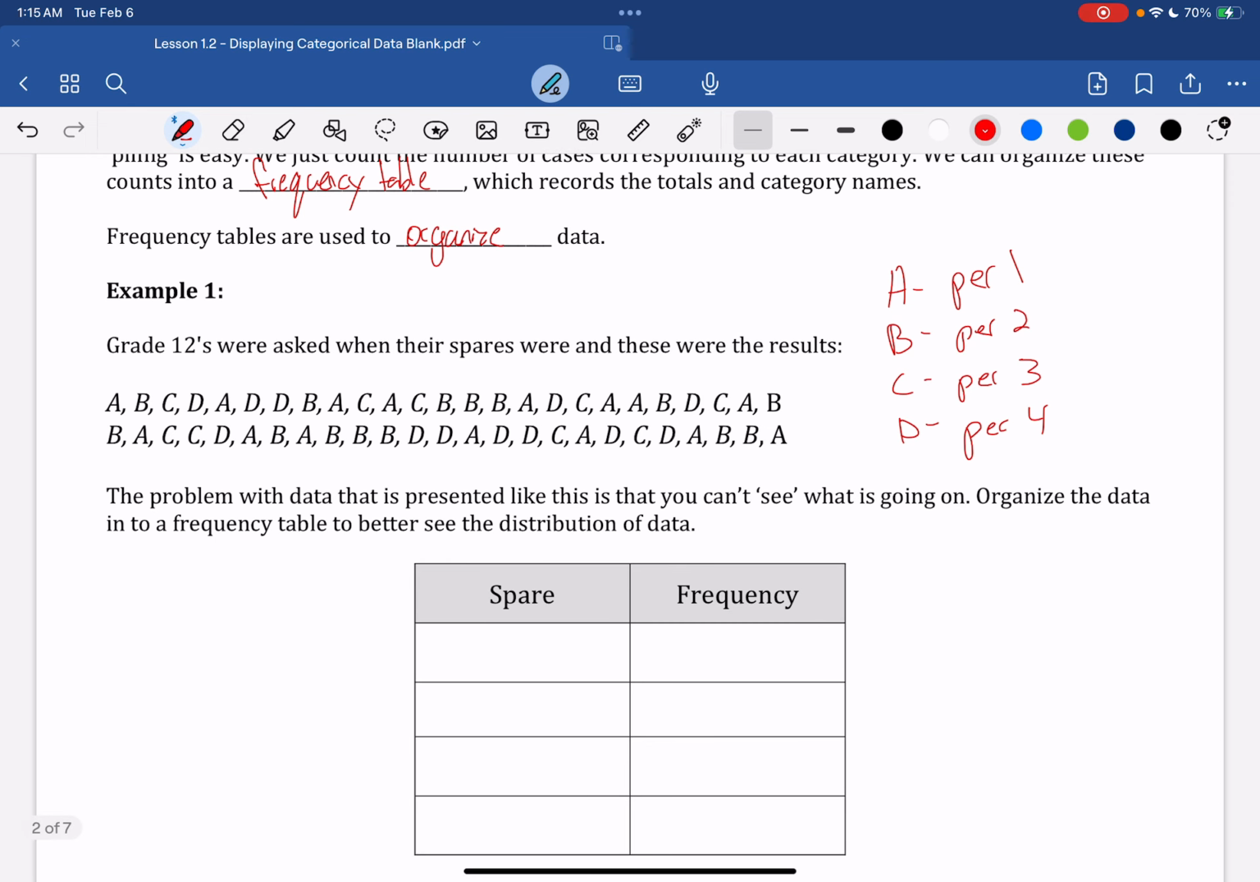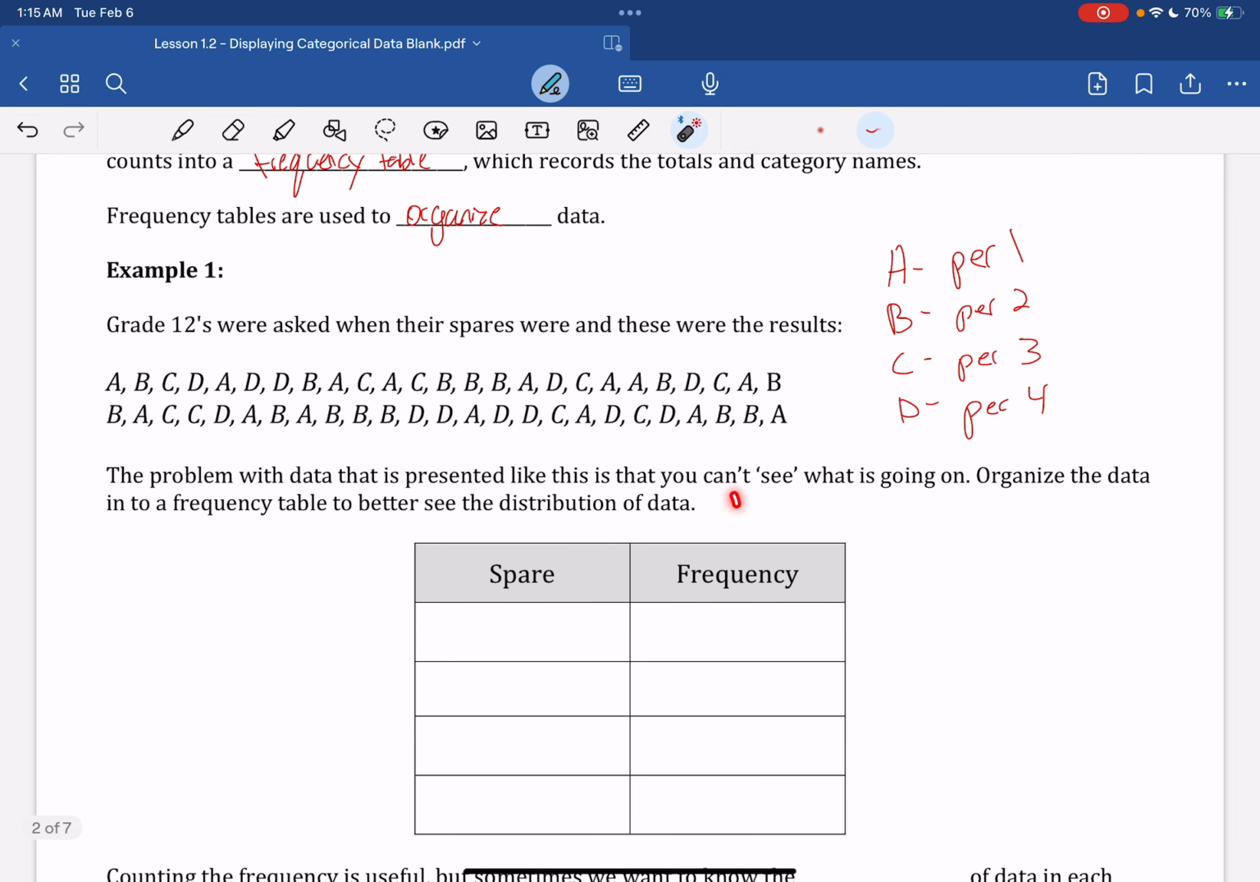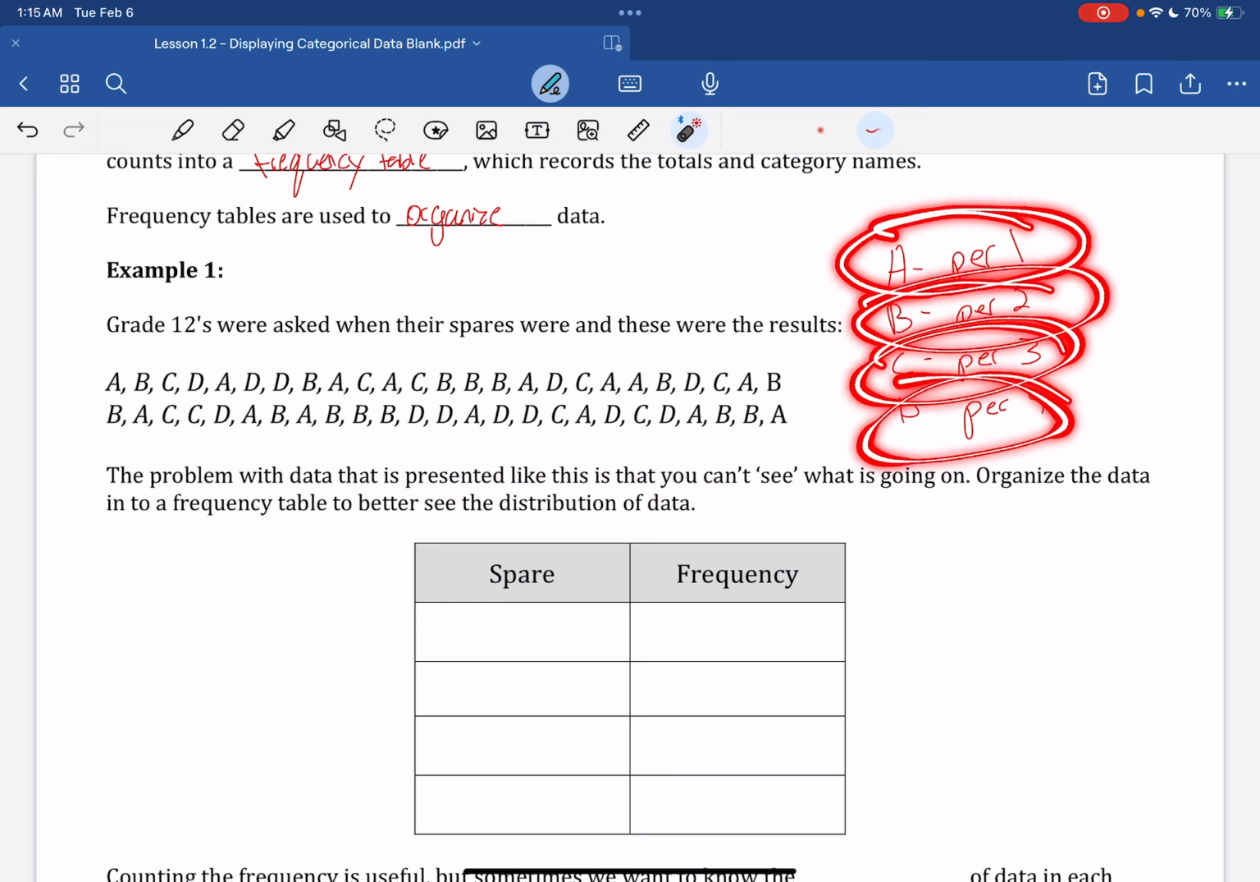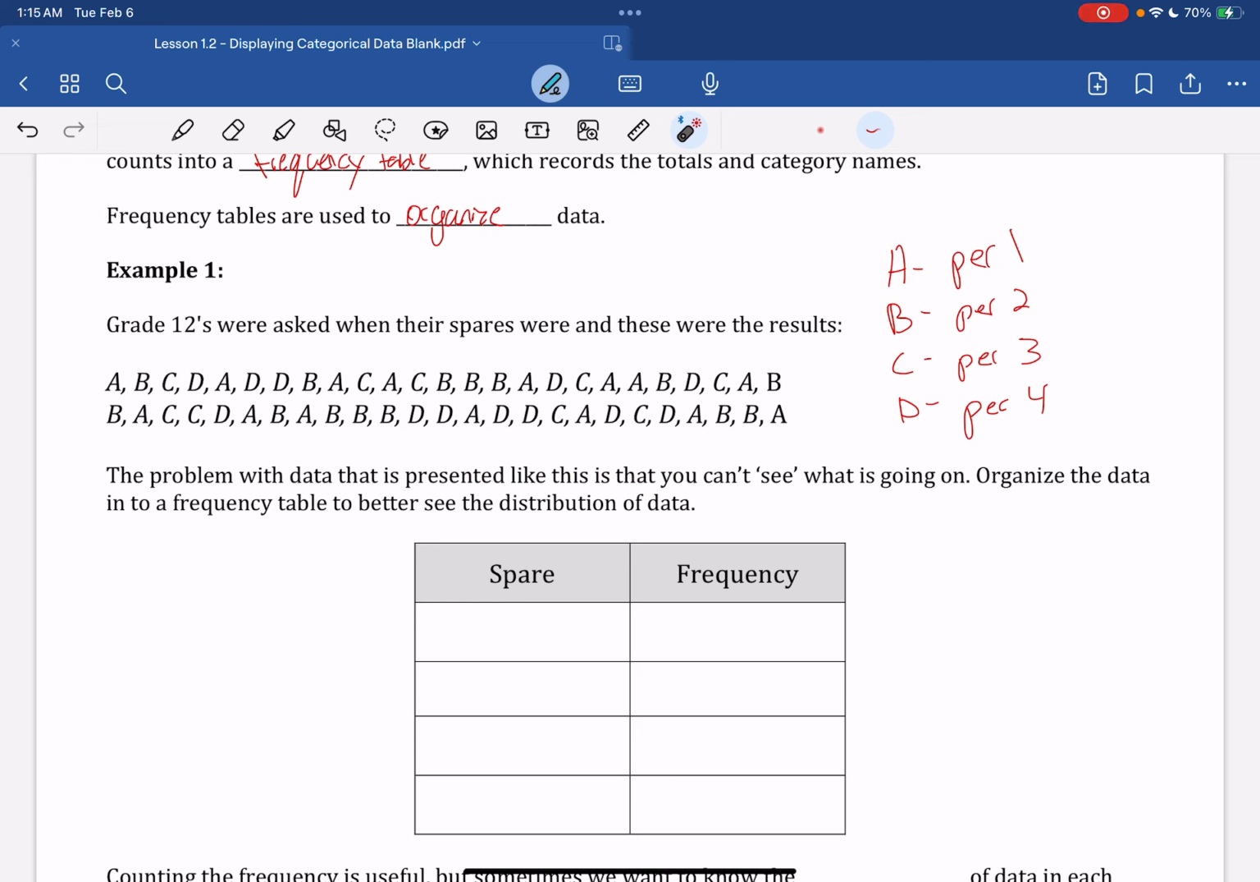We want to organize this data into some sort of a frequency table. Then we can see what we're going to call the distribution of the data. So how are students distributed between A, B, C, and D, and compare them to each other. So what we're going to do in our spare, we're going to put our categories A, B, C, and D. That's why it's categorical. Those are the 4 categories of answers.